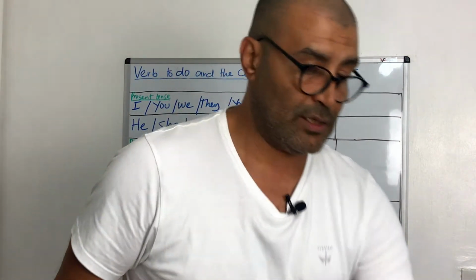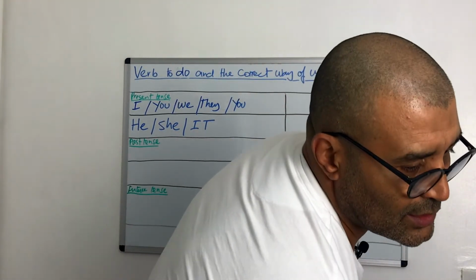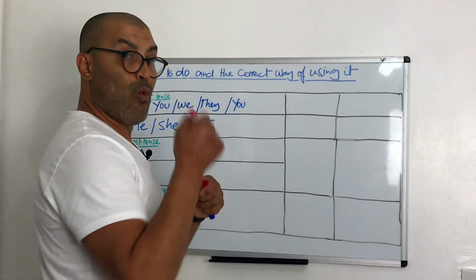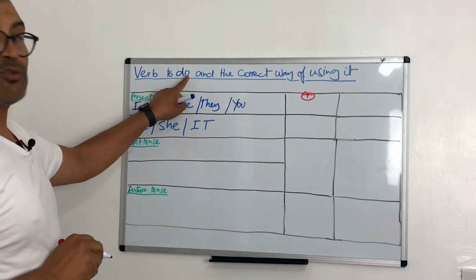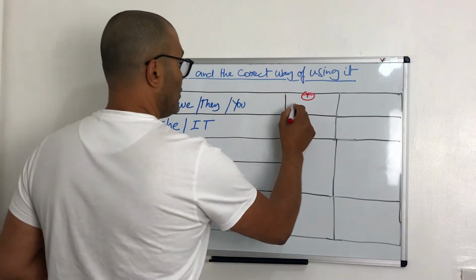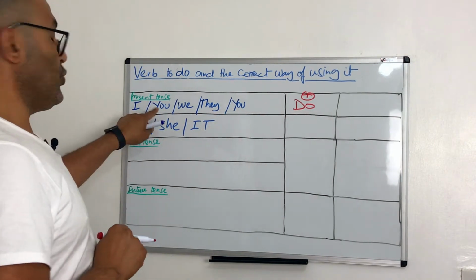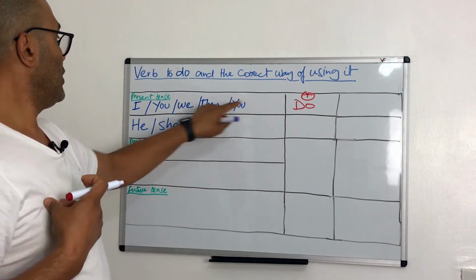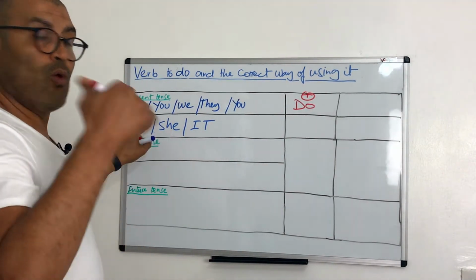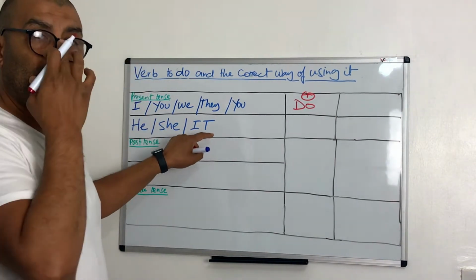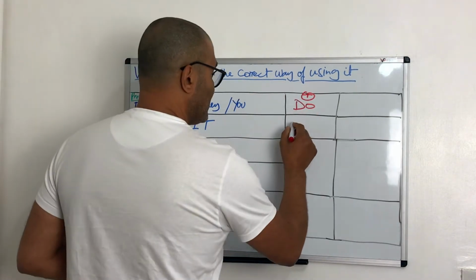In the present tense, the positive way, the verb to do: I do, you do, we do, they do, you do, they're plural. He, she, it, something an object, it changes to does.